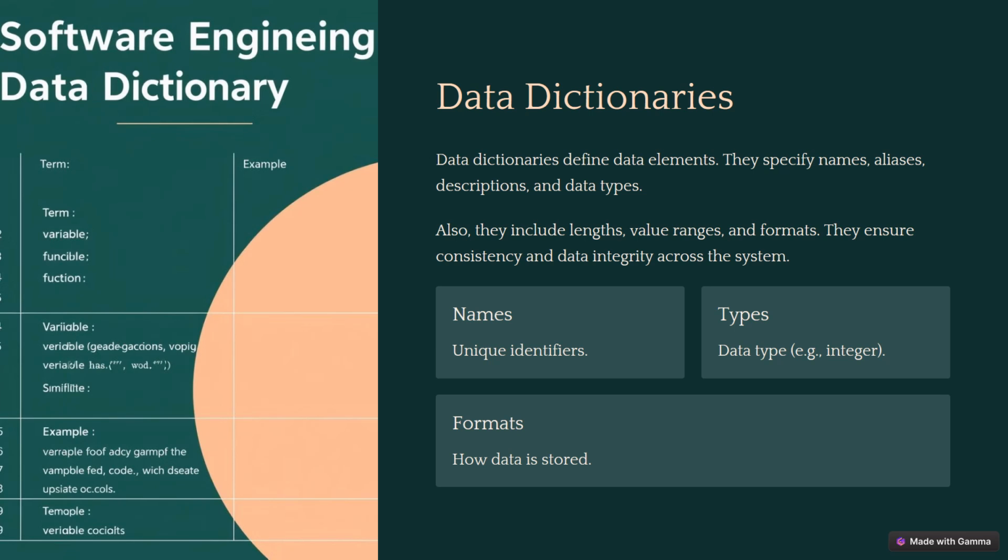Data dictionaries. The data dictionary defines the data elements. They specify names, aliases, properties, data types, and descriptions. They also include length, value range, and formats. They ensure consistency and data integrity across the system. First is name, a unique identifier. They have different and unique names. Types are different data types like integer, float, strings. Formats represent how data is stored in the data structure.